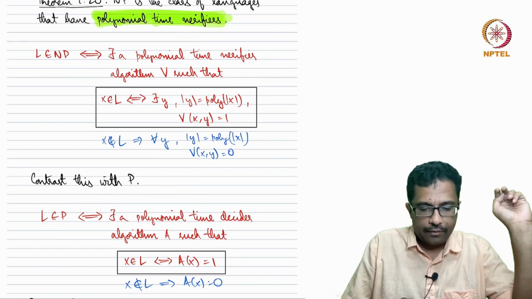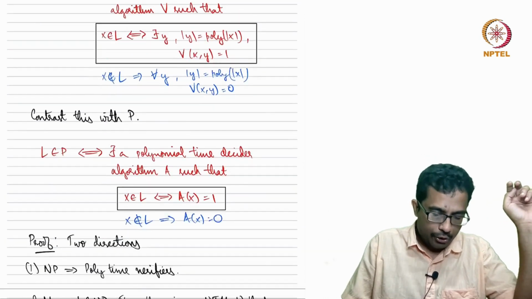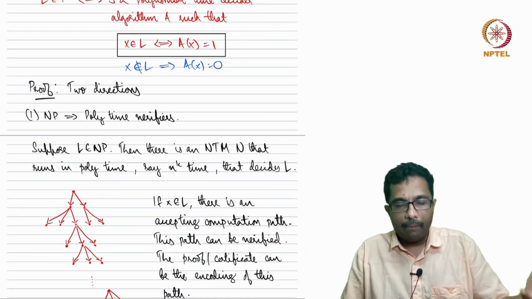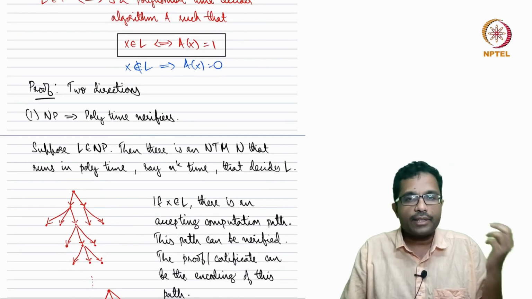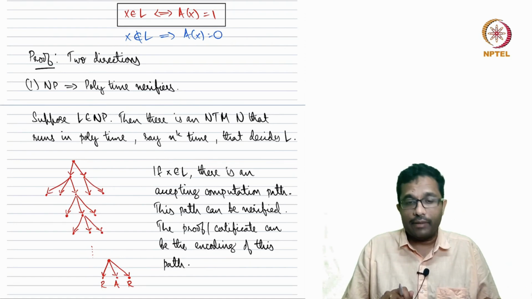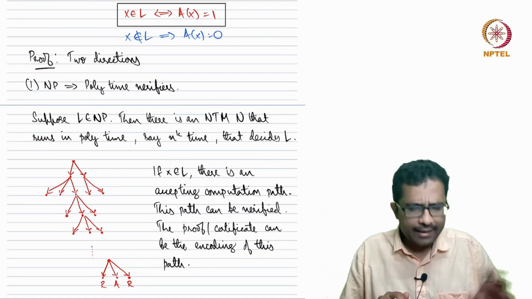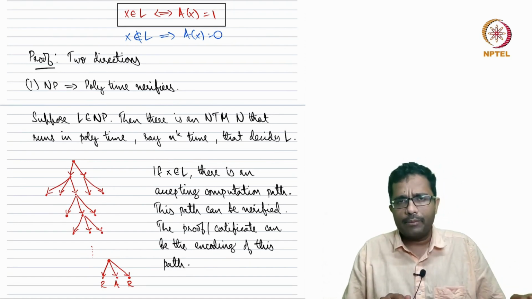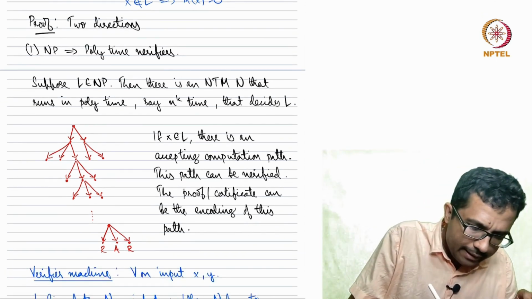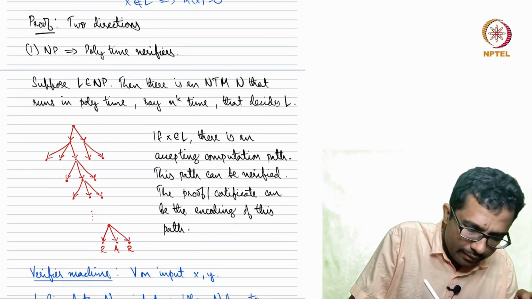So let's see the proof of this. Suppose L is in NP, meaning L has a non-deterministic polynomial time decider. Now we will show that it has polynomial time verifiers. Both directions of the proof are not that hard; both of them are fairly straightforward. So suppose L is in NP.